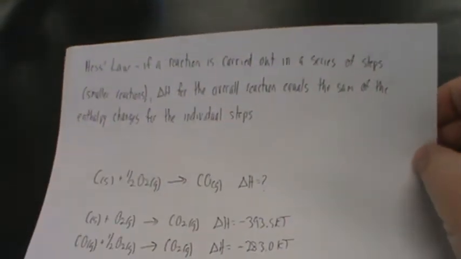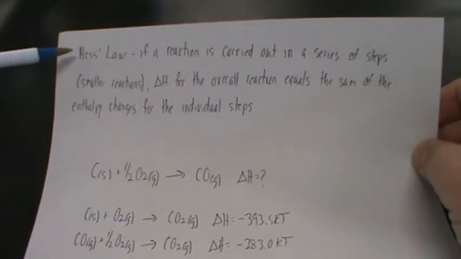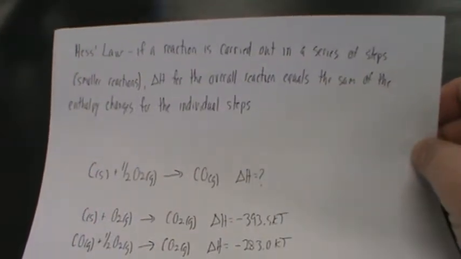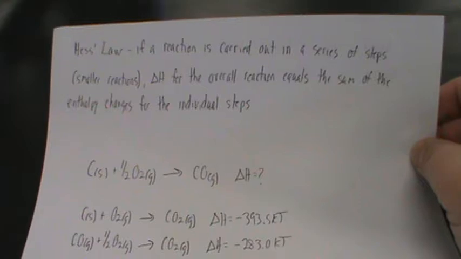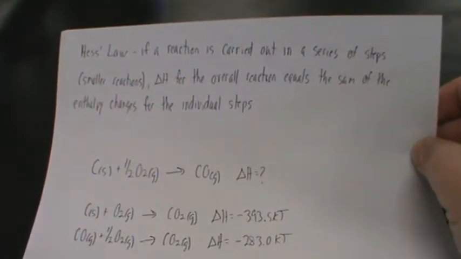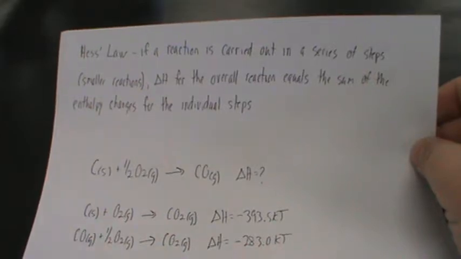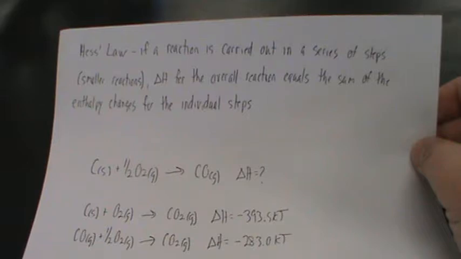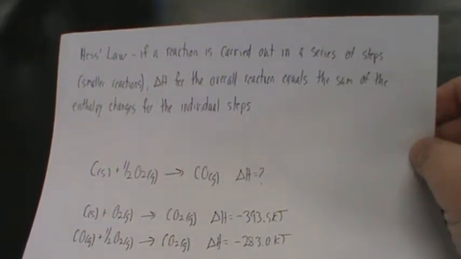Last part of thermochemistry that we're going to get into is this thing called Hess's Law. What Hess's Law is: if a reaction is carried out in a series of steps, or what I'm going to call smaller reactions or subsequent reactions, the change in enthalpy for the overall reaction equals the sum of the enthalpy changes of the individual steps, or smaller reactions.